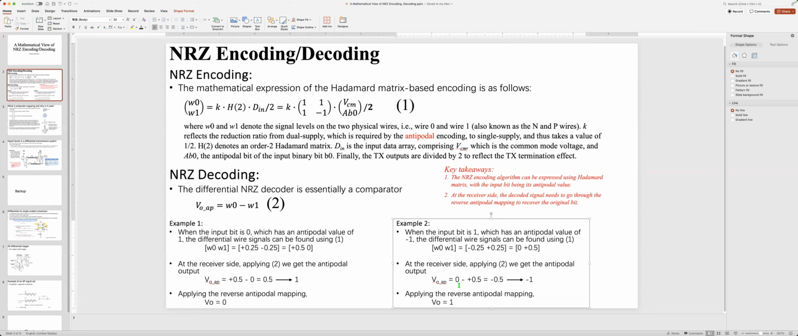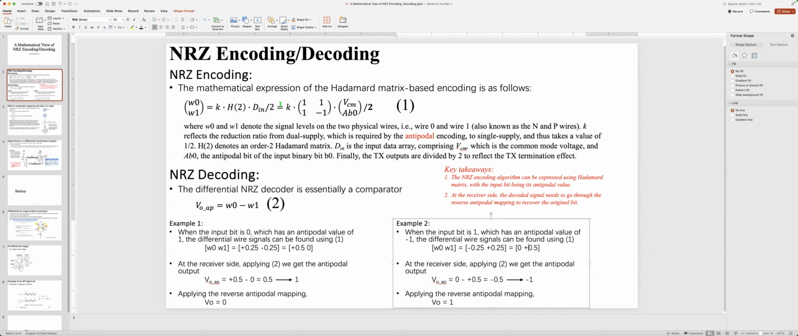And at the receiver side, we do the same decoding. Decoding is very simple. We just take the difference between the two wire signals, and we will get this minus half volt, which can be scaled to -1 volt. And applying the reverse antipodal mapping, we will have the original binary bit 1 restored, right?